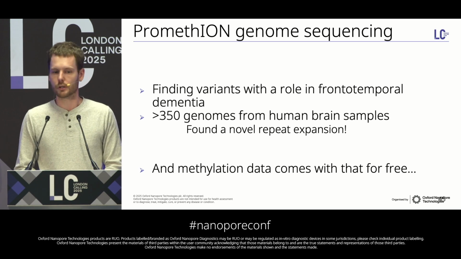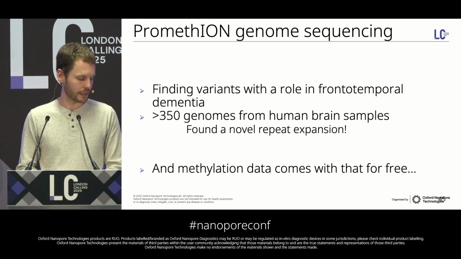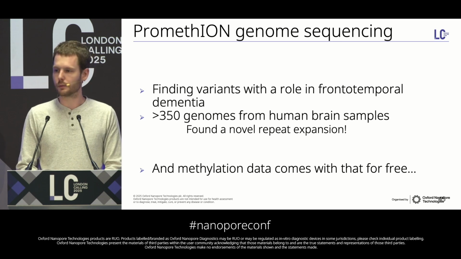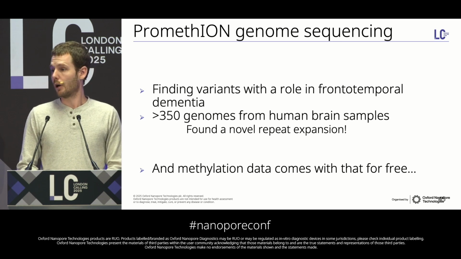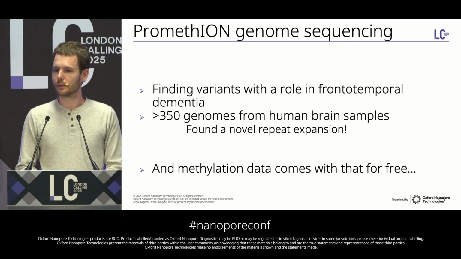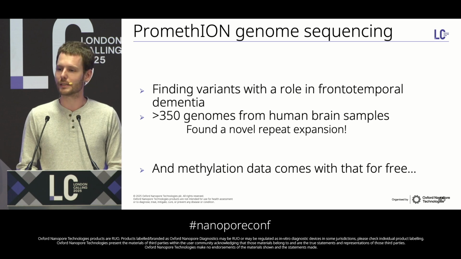We focus on structural variants, we focus on repeat expansions, and we've sequenced to now about 400 genomes from the human brain. And what I'm not talking about today is that we also find a novel repeat expansion in those brains. Happy to talk about that too. But methylation data comes for free with all the brain sequencing that we're doing. So I got distracted and stumbled on this side quest.